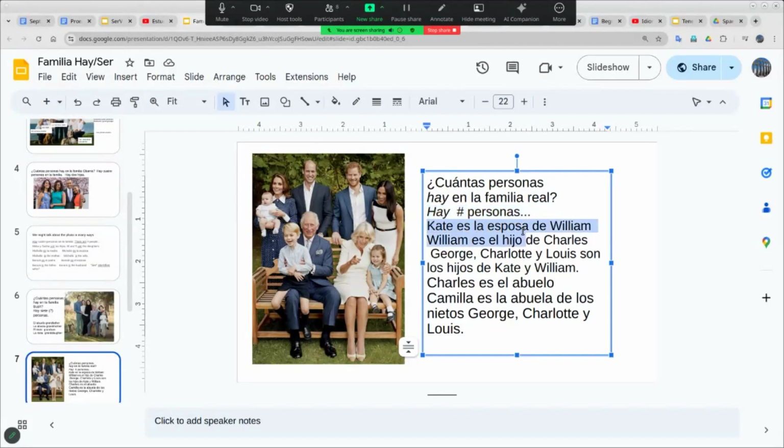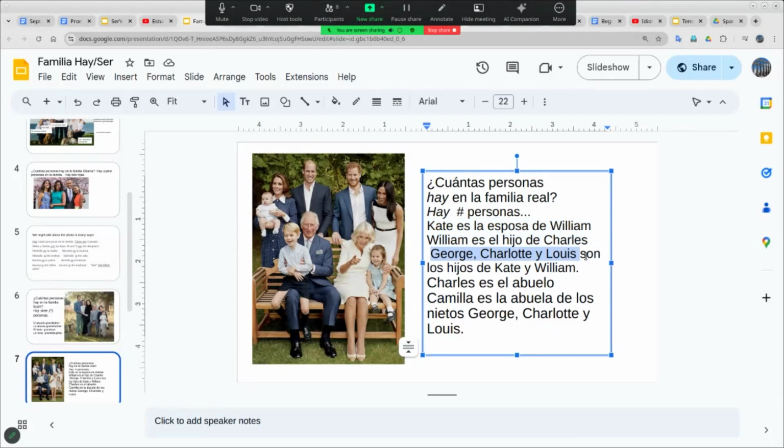Kate, and now I'm going to talk about who she is, not that she's just out there. Kate es la esposa de William. Kate es la esposa de William. Who she is, name tag, ID. Es. Kate es la esposa de William, ¿sí? William es el hijo de Charles. William es el hijo. He's the son. El hijo. ¿Sí? Bien.